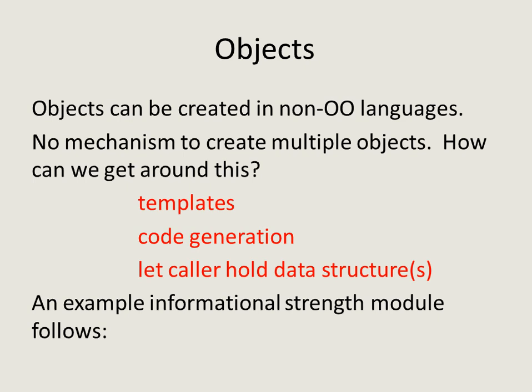And what we do in CSCI5555Fall2017L1P2 is we write our modules where the caller holds the data. And so that's a good way to create objects in a non-OO language. And that also lets you create reentrant code, and we'll talk about that later.